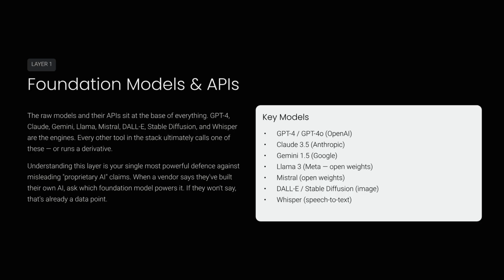Layer 1 consists of the raw foundation models and APIs, such as GPT-4, Claude, or Llama. These are the engines for everything else. Understanding this layer is your best defense against misleading proprietary AI claims. If a vendor won't disclose which foundation model they use, consider that a major warning sign.